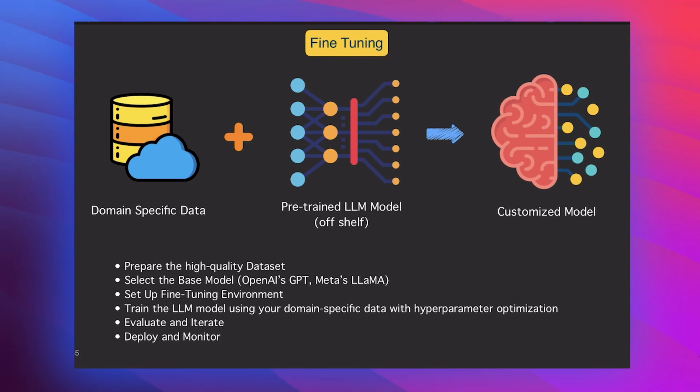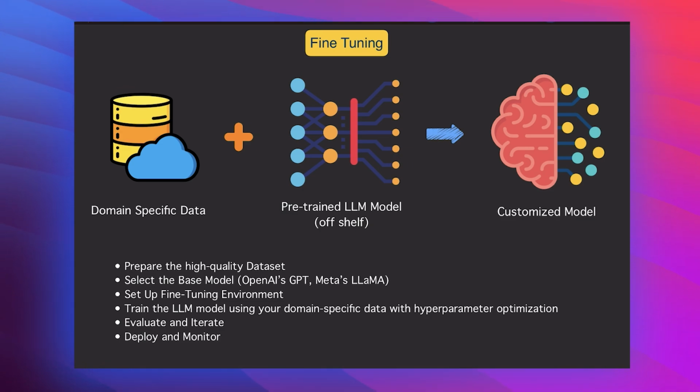Fine-tuning a model is one such option. Fine-tuning simply means pick any pre-trained LLM model, off-the-shelf models. It could be OpenAI's GPT model or Meta's Llama, and then prepare your domain-specific data set relevant to your business needs, and make sure the data is high quality and free from any biases. And then you need to set up the environment using any of these frameworks like Hugging Face or OpenAI's fine-tuning APIs, and then train the model using your domain-specific data by adjusting the parameters of this model according to your needs, which is also known as hyperparameter optimization.